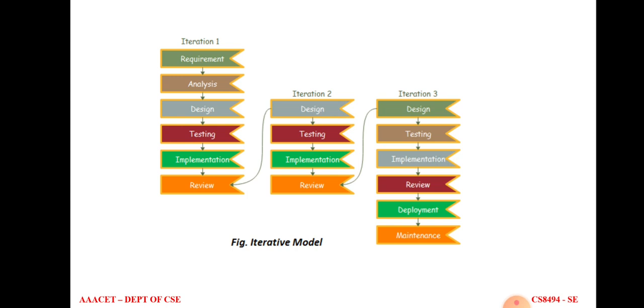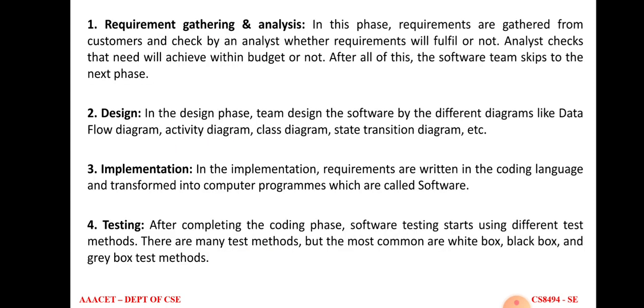The same process has to be repeated for each and every iteration. Consider there are 3 iterations. For the first iteration, the same process is repeated: requirements gathering, after that analysis, design, testing, implementation, and the final one is review. So the review can be given to another phase. Actually it is a reverse process. For iteration 3, the design gives the input to iteration 2, and iteration 2 gives the output to the input of iteration 1. The same process has to be repeated for each and every iteration to deliver the version of the software.